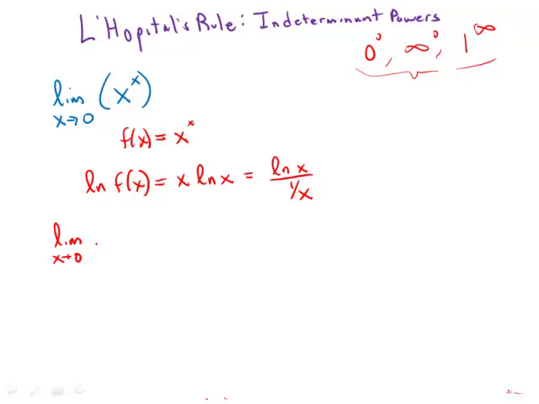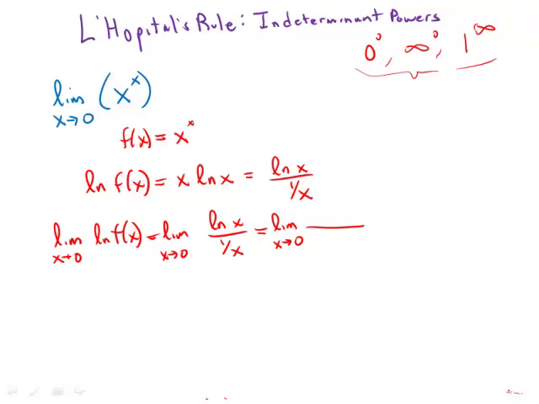as x goes to 0 of log f of x, which is the limit as x goes to 0 of log x over 1 over x. Well, now log x goes to infinity, and 1 over x also goes to infinity. So we have a bona fide infinity over infinity limit. So now we're actually able to apply L'Hopital's rule. So we apply L'Hopital's rule, which says that we find the value of the limit by taking the derivative of the numerator and the denominator separately.